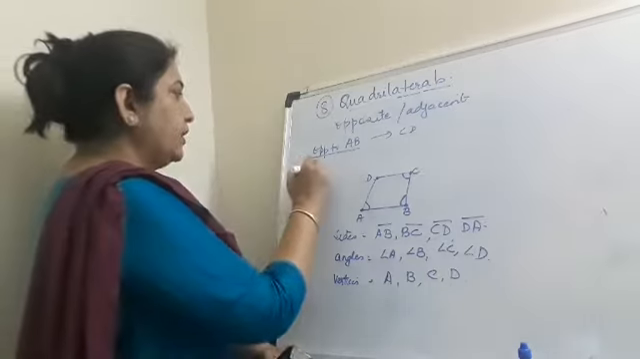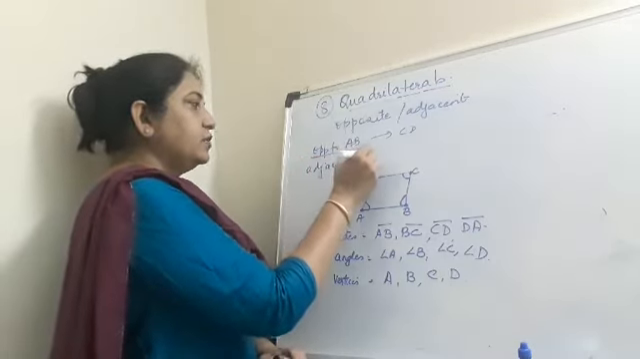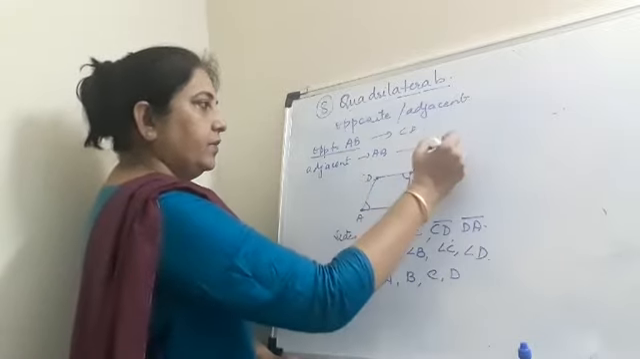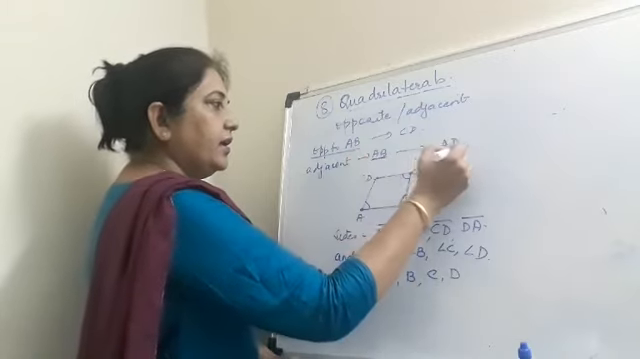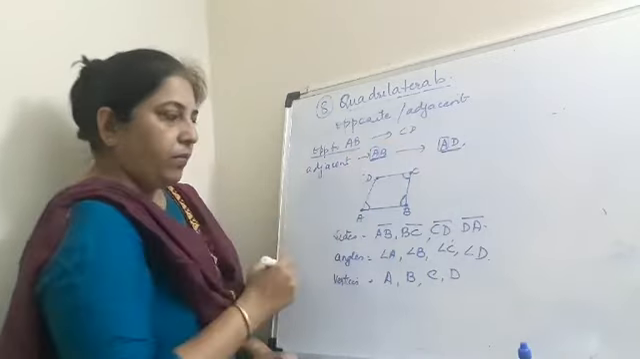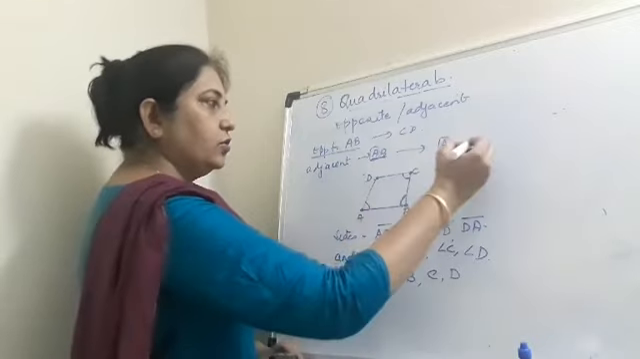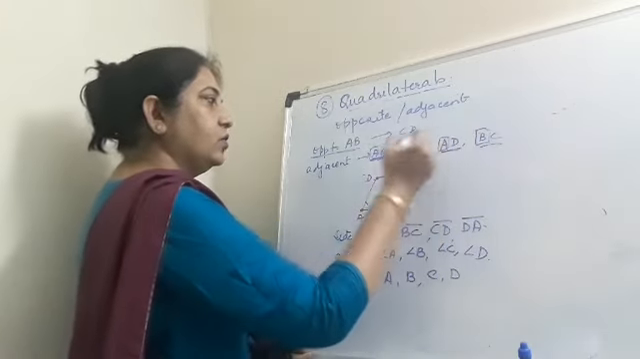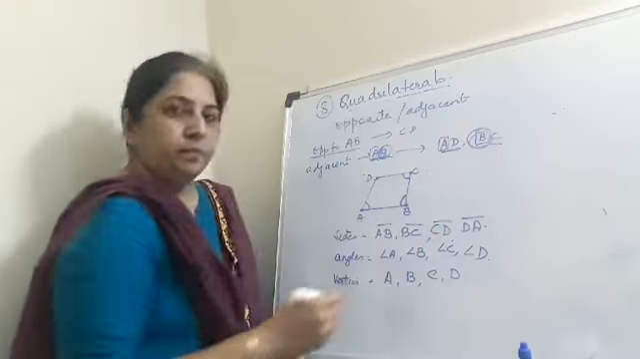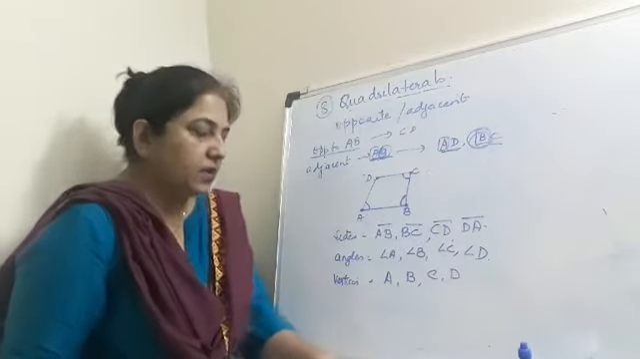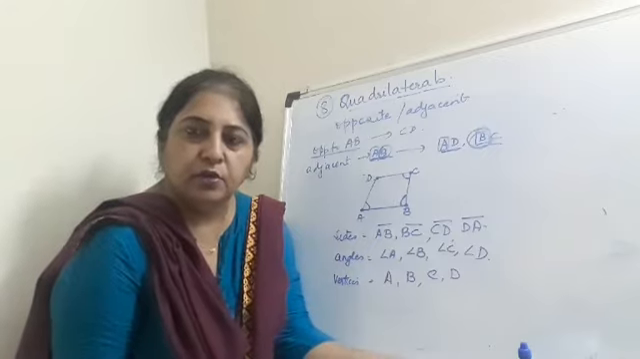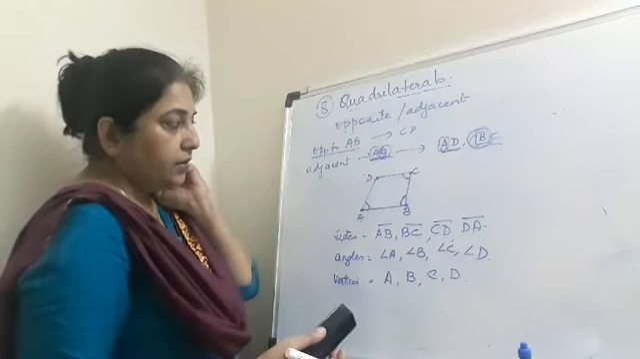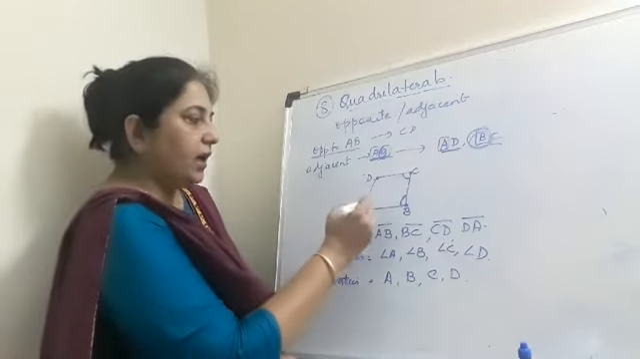But if I tell you to write adjacent sides to AB, what will you write? You will write AD, because when I compare AB and AD, I see that A is a common vertex. And for AB, BC is also the adjacent side, because when I compare AB with BC, B over here is a common vertex. Did you follow what I'm saying? So you should know what are opposite sides and what are adjacent sides of a given quadrilateral.